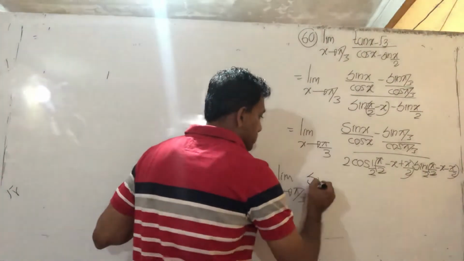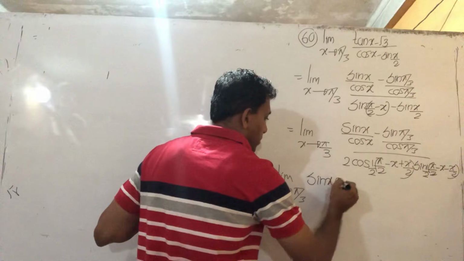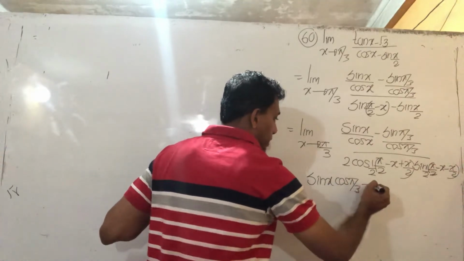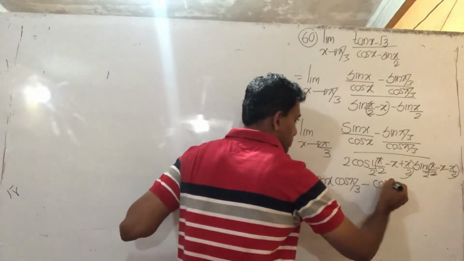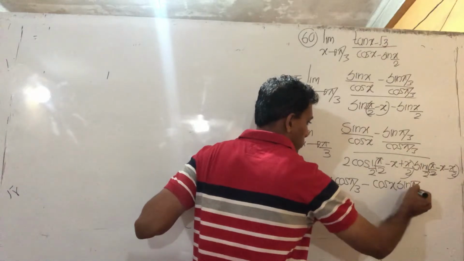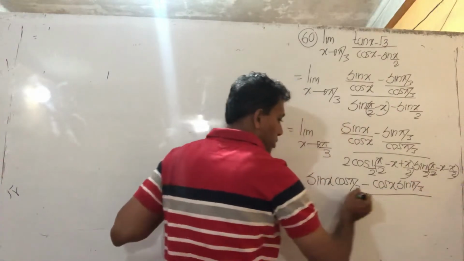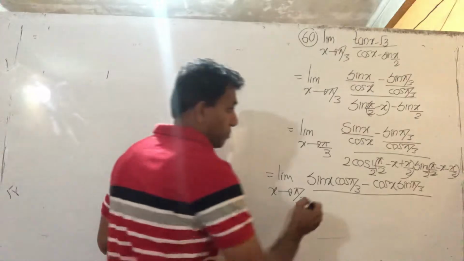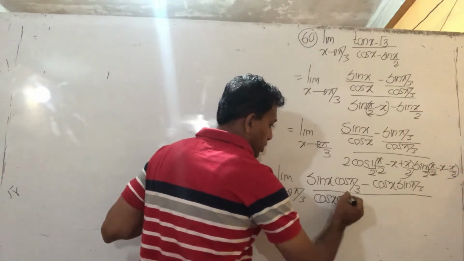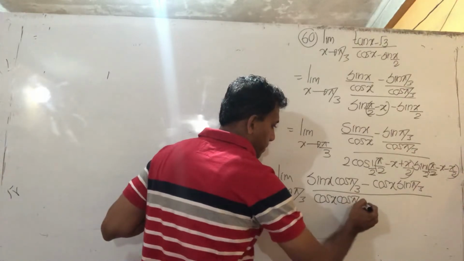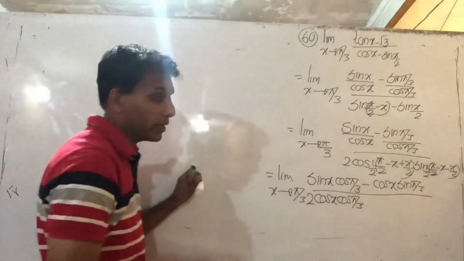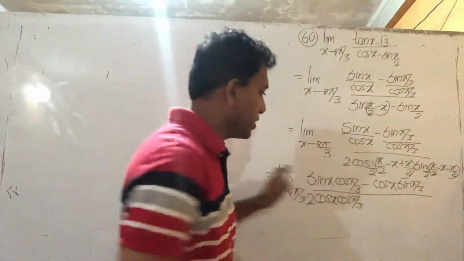Sin x cos pi by 3 minus cos x sin pi by 3, okay, over, write the LCM, cos x cos pi by 3. There's a 2, I write the 2 below down here, I write the 2 here, right? Now properly simplify that one.